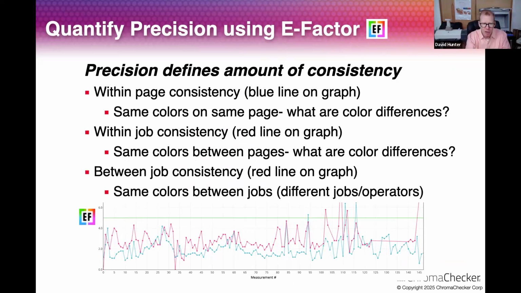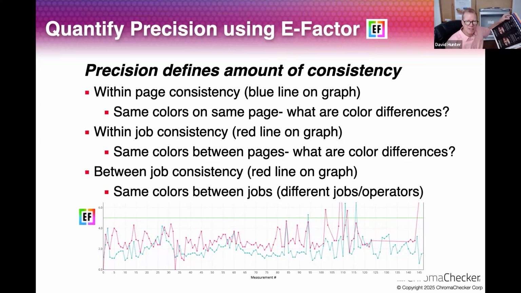And I've taken a screenshot from ChromaChecker and real data from an offset press, and you can see the green line is at a 5 E factor. So anything under a 5 E factor is, if you will, passing. Now, in this case, the blue line represents the within page consistency. So when you have an offset sheet, how consistent is the color in this ink zone versus this ink zone versus this ink zone versus this ink zone? If the press isn't very consistent, and you can see this blue line is kind of going between a 1 and a 4.